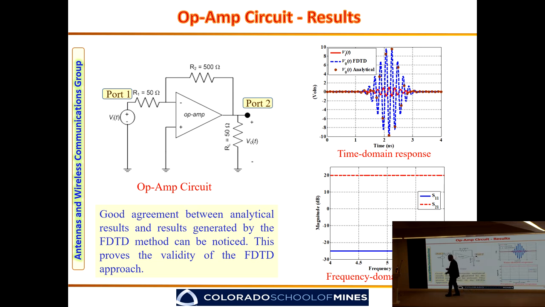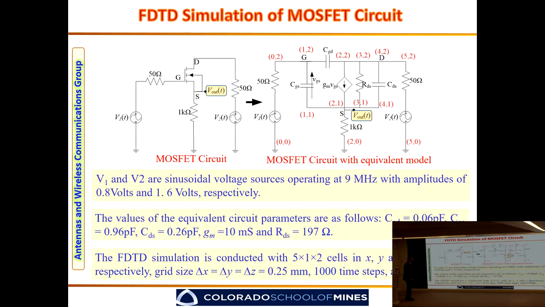Voltage in time and in frequency as well. So this is an op amp. We also did the MOSFET. And again, the MOSFET is a much more complicated equivalent circuit. But again, it does use a voltage controlled current source that we came up with an updating equation for.